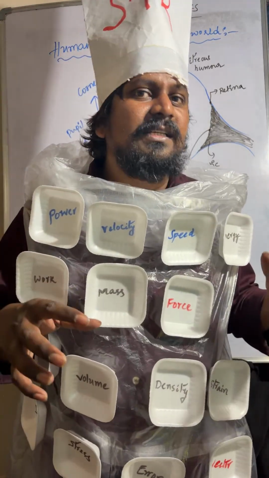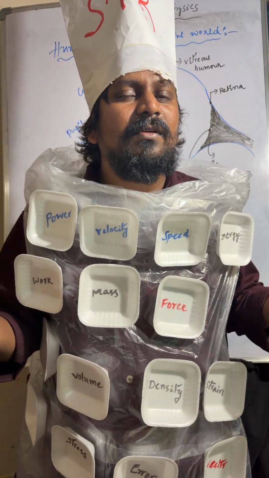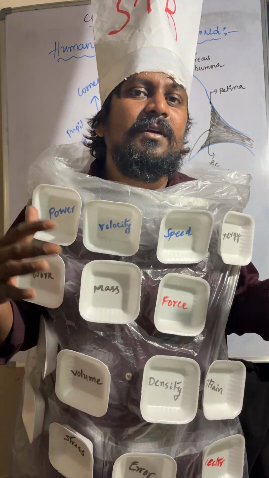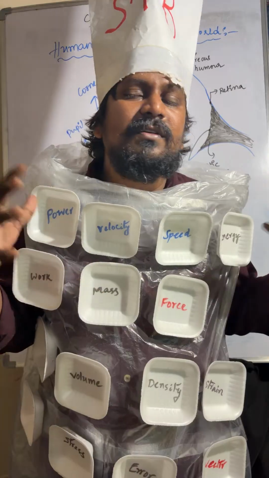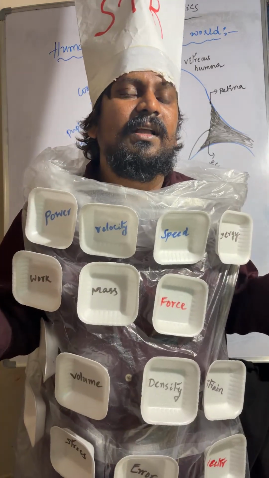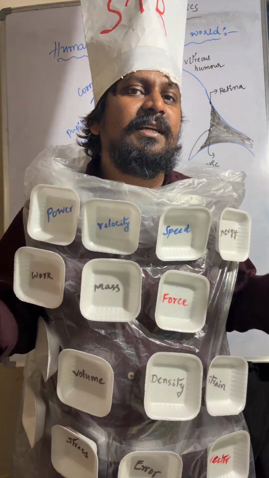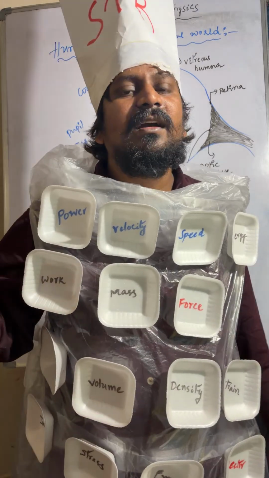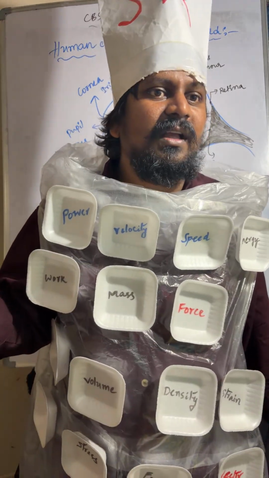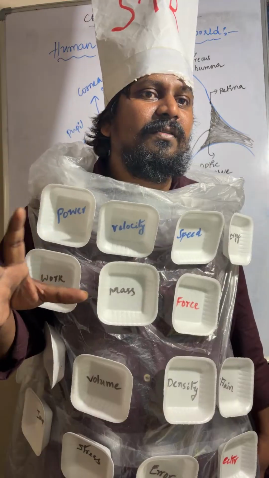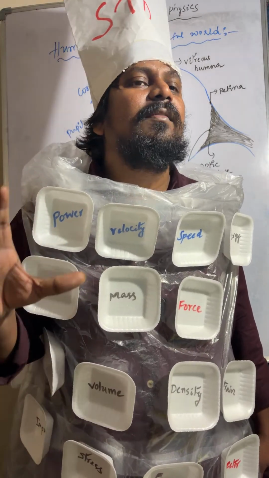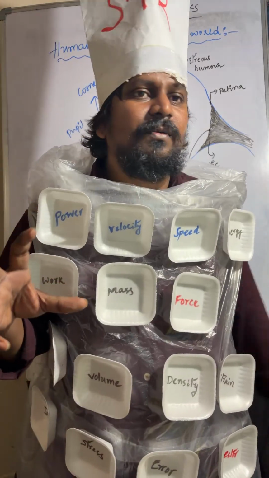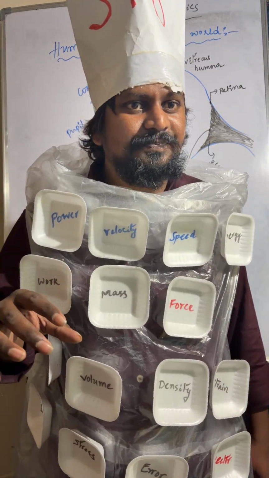So now we will discuss myopia. What is myopia? The person can see the near point clearly, but can't see the far point. For the correction of myopia, we are using a concave lens.